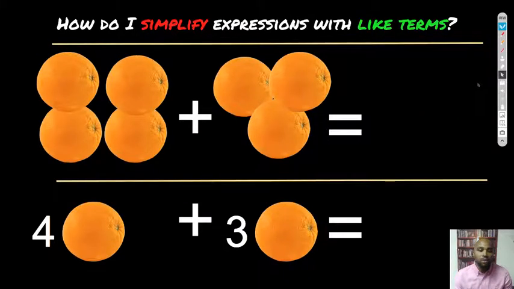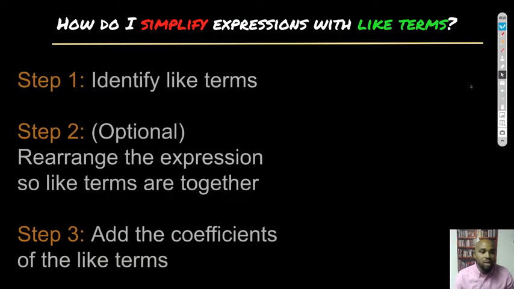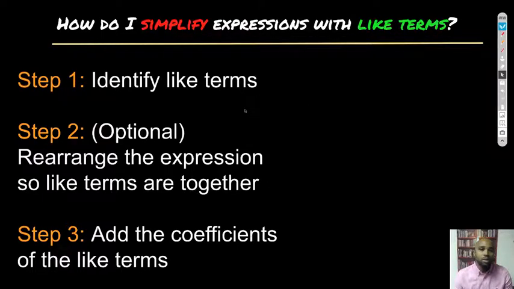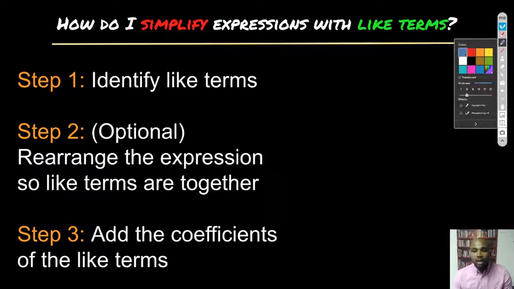Let's click through and see if we can get to what it's not like. But first, how do I simplify expressions with like terms? These 3 steps will help you. First, identify like terms. Number 2 is kind of optional. You could rearrange the problem so that you can get the expression with like terms all together, so it's easier to see. Not necessary, but it helps if you're first starting out and want to make sure you're doing it right. And lastly, we add the coefficients of the like terms.